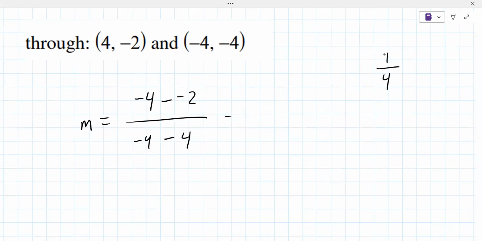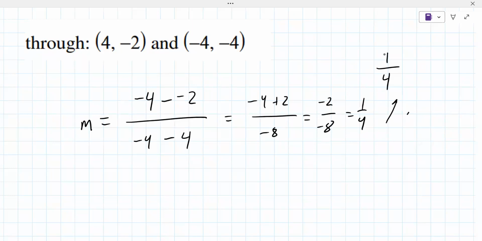I got 1/4. Say that one more time. I got 1/4. Okay, so we have -4 minus -2 over -4 minus 4. This becomes -4 plus 2 over -8, -2 over -8, which is 1/4. Very good. I'm just working these out in case you want to look at them later on the video replay or in the notes, not because I don't believe you got the right answer.